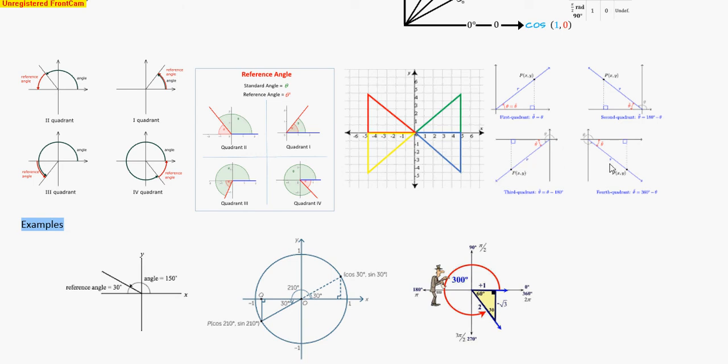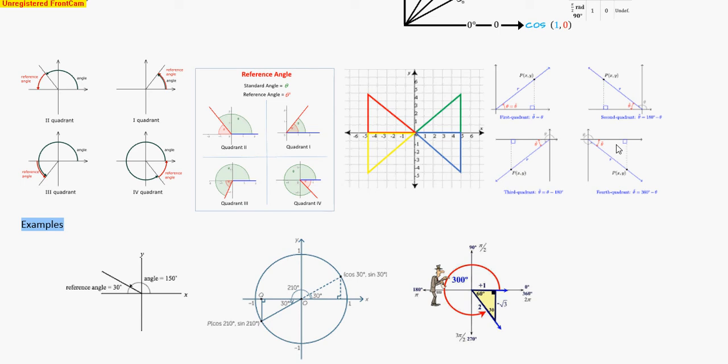And like that, this diagram gives you how to draw a perpendicular from the terminal side, making the smallest angle onto the x-axis. If it's the first quadrant, it's the same. If it's the second quadrant, this is your terminal side, you drop a perpendicular, this is your right angle, and this is your reference angle. Similarly for the third quadrant, and similarly for the fourth quadrant.